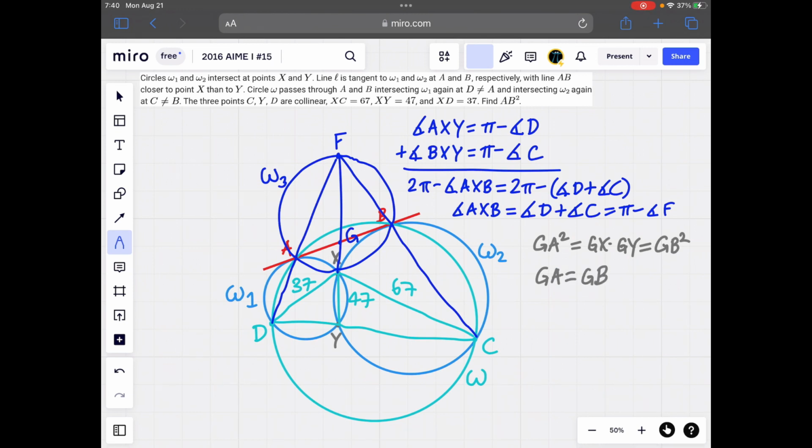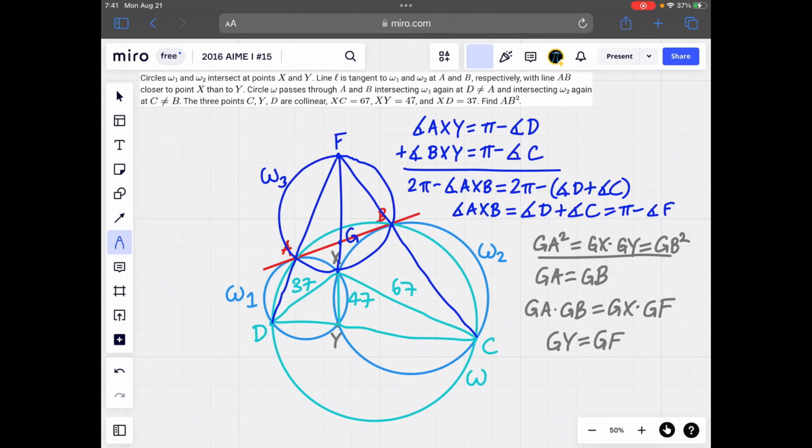But we also have that GA times GB, which can equal any of these three things. If we look at circle omega 3, we get that GA times GB is equal to GX times GF. So we have GA times GB is equal to two things. It's equal to GA squared, since GA equals GB, which is equal to GX times GY. That's the first thing. It's also equal to GX times GF. And since GX is not equal to 0, we can divide the two equations, and we get that GY equals GF.